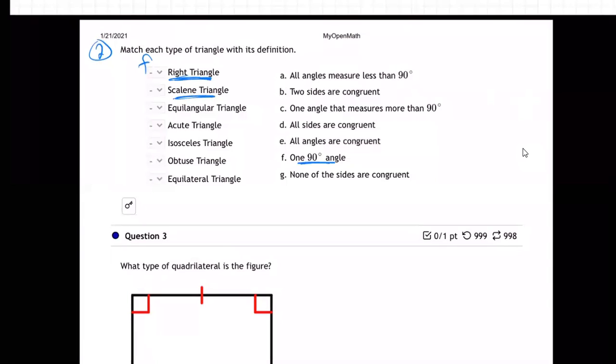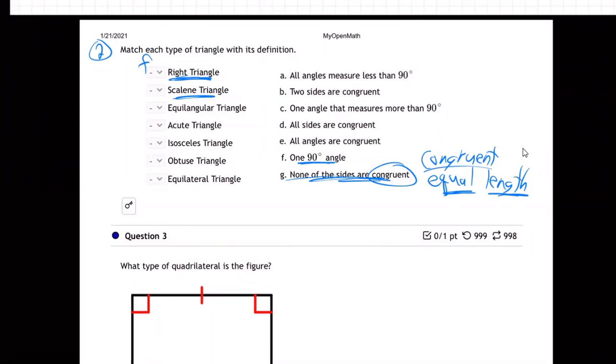Scalene, none of the sides are, oh, congruent. What does the word congruent mean? Congruent is a fancy geometry word for equal length. So congruent is a fancy word for equal. So when it says none of the sides are congruent, none of the sides are equal, that's scalene. All the sides are different.